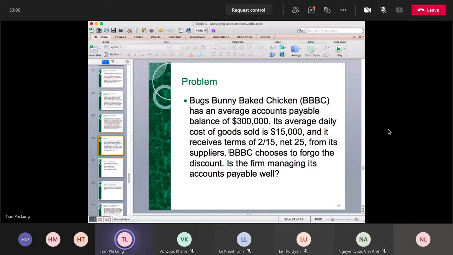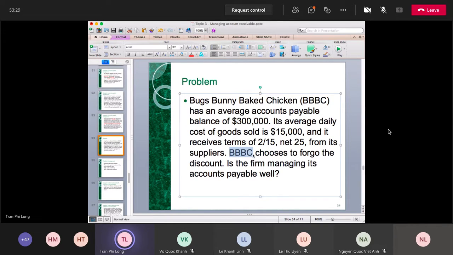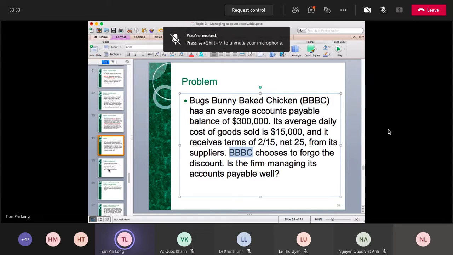Remember one thing. In the example, I always tell you that the company chooses to forgo the discount. But in some situations, I will write that the company chooses to take the discount. So you need to see what your answer is. How can your answer be different if I say that the company will select to take the discount? Remember that.